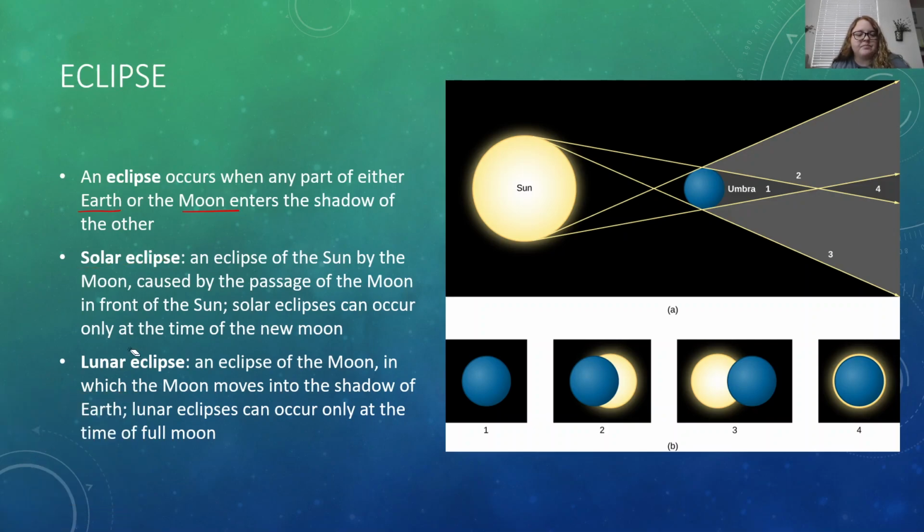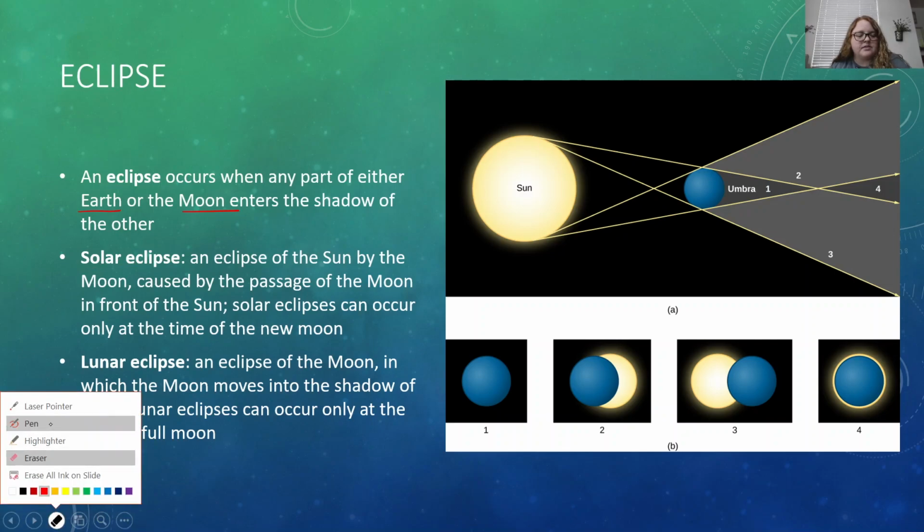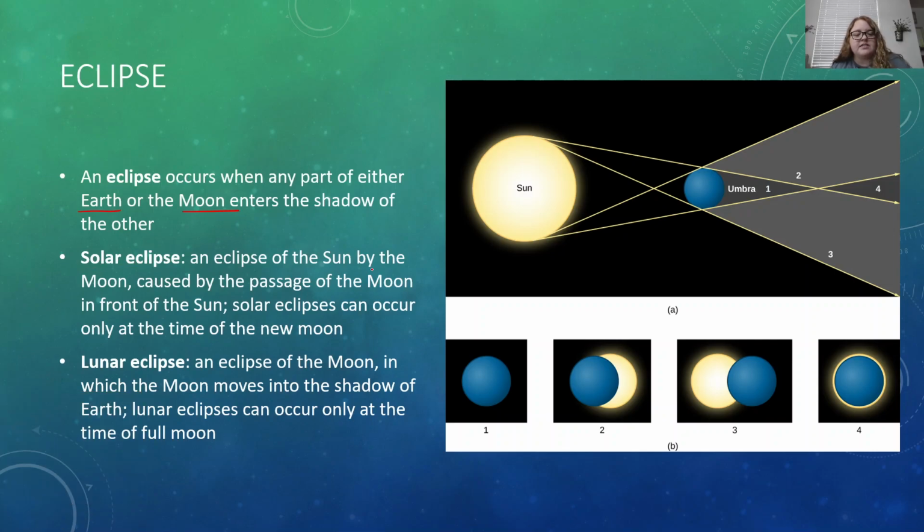And the solar eclipse is an eclipse of the sun by the moon caused by the passage of the moon in front of the sun. Okay, and we'll look at images of this in a minute here. They can occur only at the time of new moon. Okay, so if it's during any other phase, we won't have that. Okay, so again, we will have the moon in front of the sun, and that's from our perspective.